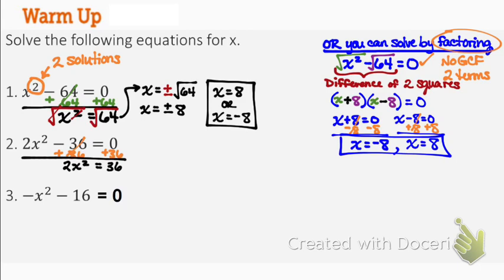Can I square root it yet? No. What do I need to do to this before I can take a square root? I need to divide both sides by 2. What is half of 36? 18. So I have x squared equals 18. What can I do now? Now I can take the square root of both sides.